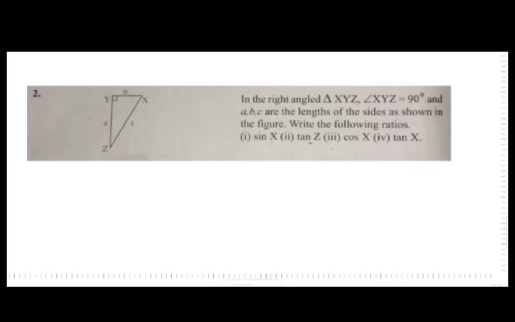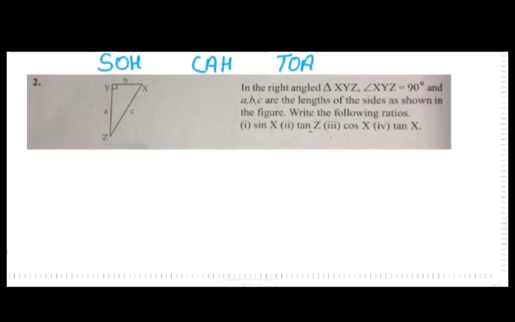Let's go to the next sum. Again, we write SOH CAH TOA, right? So in the right angle triangle XYZ, the angle Y is 90 degrees, which is here, and A, B, C are the lengths of the sides as shown in the figure. Write the following ratios, that is sin X, tan Z, cos X and tan X.